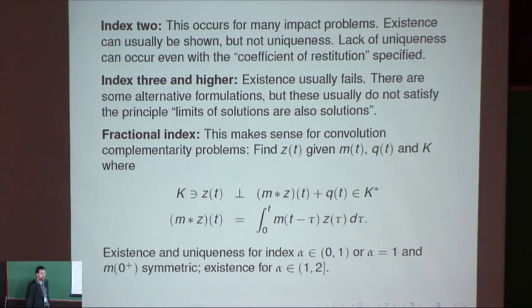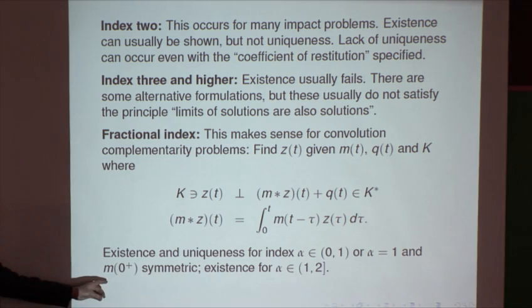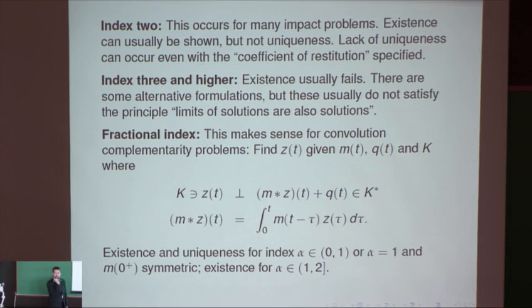Now, if M of T has the form T to the power alpha minus 1, let's say, at least asymptotically, as T goes down to 0, then it has index alpha. And we can make sense of this index, existence and uniqueness for index. We can prove existence and uniqueness for index alpha strictly between 0 and 1, or alpha equals 1, and m at 0 plus, the value at 0, is symmetric. You're going to get existence for alpha strictly bigger than 1, but less or equal to 2. Like I said, I don't want to go beyond index 2, because then we have some problems about what we mean by a non-negative function.